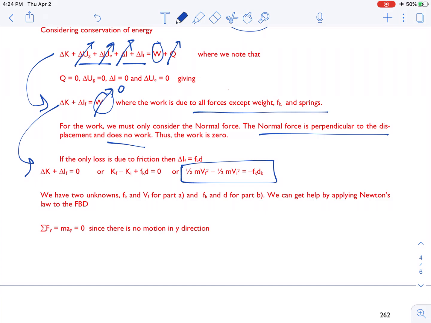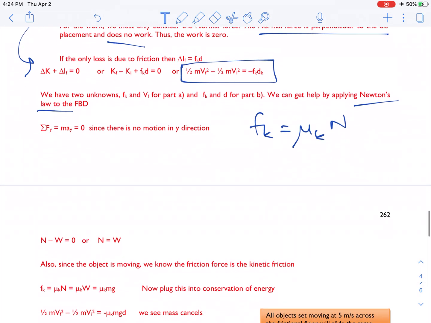That means we are revising our plan. Energy conservation wasn't enough. We have to get help from something else, and that will be Newton's second law, because we are looking for the force, right? We want to find out what Fk is. So the Fk equation, I'm going to write it here: mu k times N. That means we need to figure out what the normal force is.